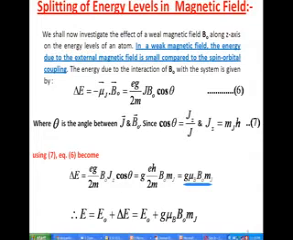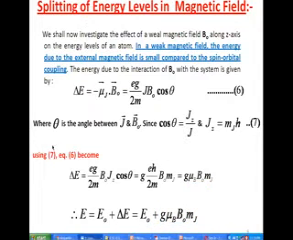So the energy can be written as E naught plus delta E, which is equal to E naught plus g mu_B B naught m_J. In the earlier case, in the normal Zeeman effect, this energy is equal to E naught plus mu_B B naught m_l. Here the factor g is an additional factor, and in place of m_l we have m_J. So this is the energy.